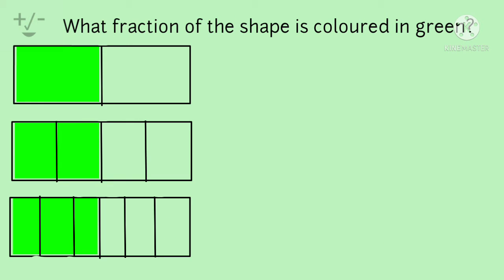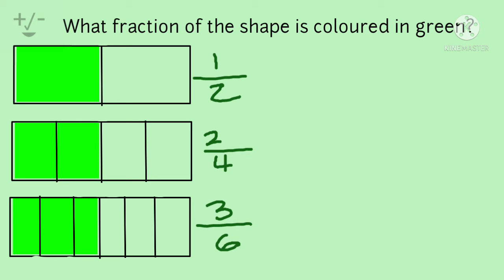Now let's look at equivalent fractions. The question says, what fraction of the shape is coloured in green? So in the first shape, there are 2 parts, and 1 part is coloured in green. So 1 over 2, or half of the shape, is coloured in green. The second shape is the exact same shape, but it's been cut into 4 equal parts. And this time, 2 parts have been coloured in green, so 2 over 4, or 2/4.